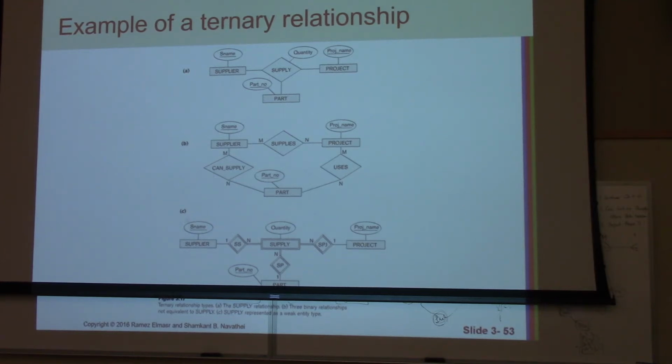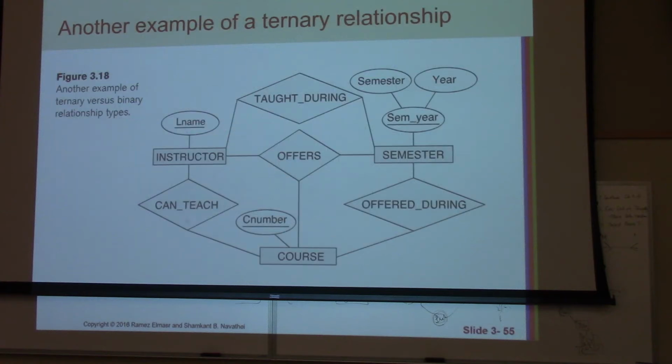So this is the ternary relationship. This is another example. Instructor offers the semester, which means the instructor works for the specific semester. That doesn't mean always offering the classes. So the instructor offers the class in a specific semester. That is a ternary relationship.